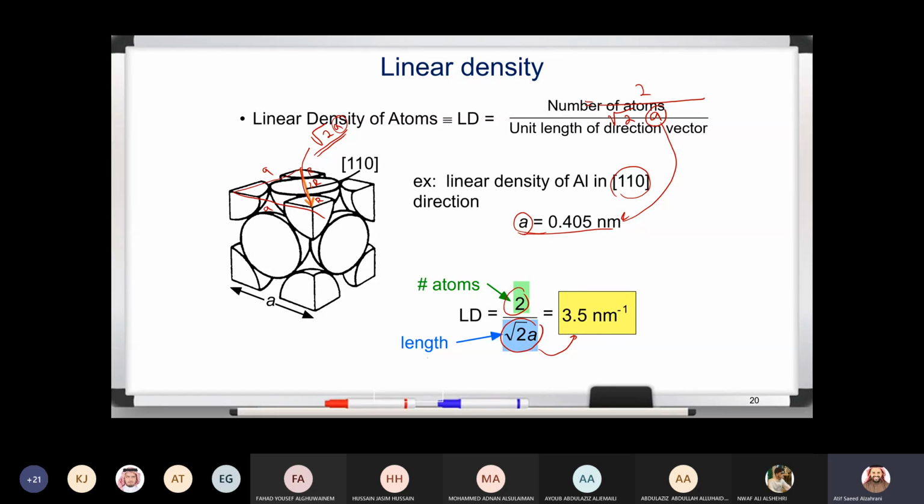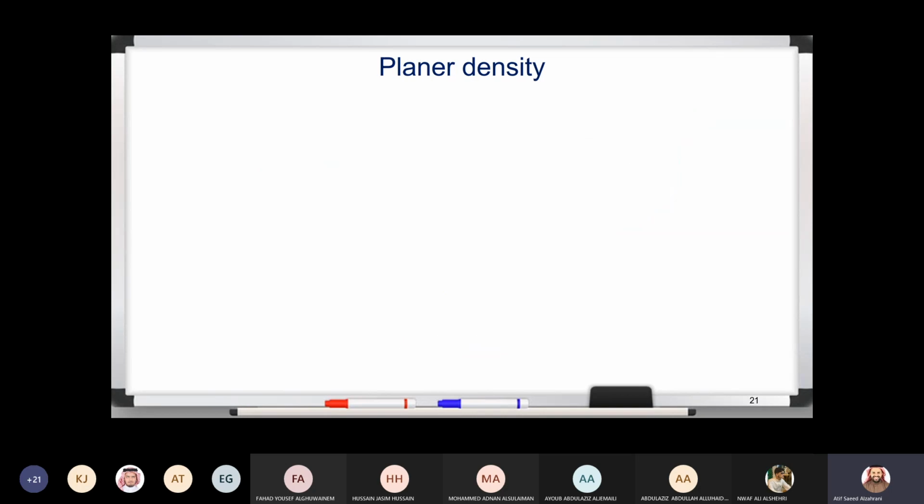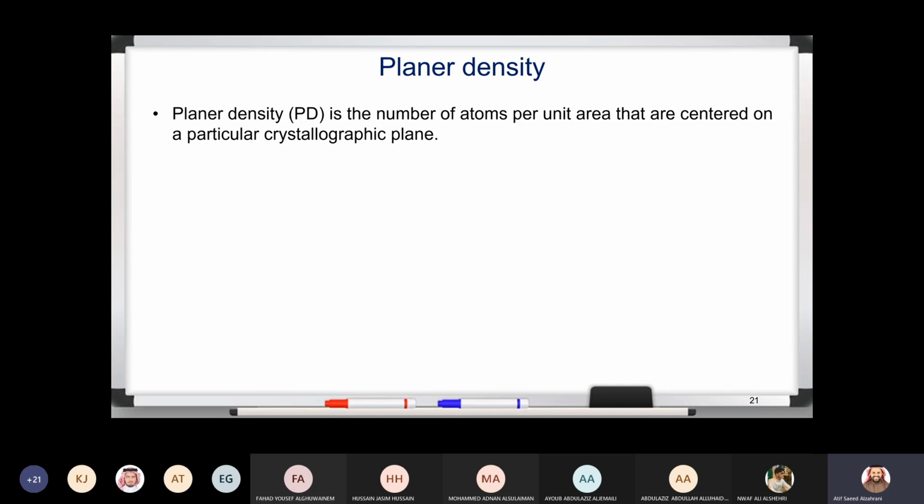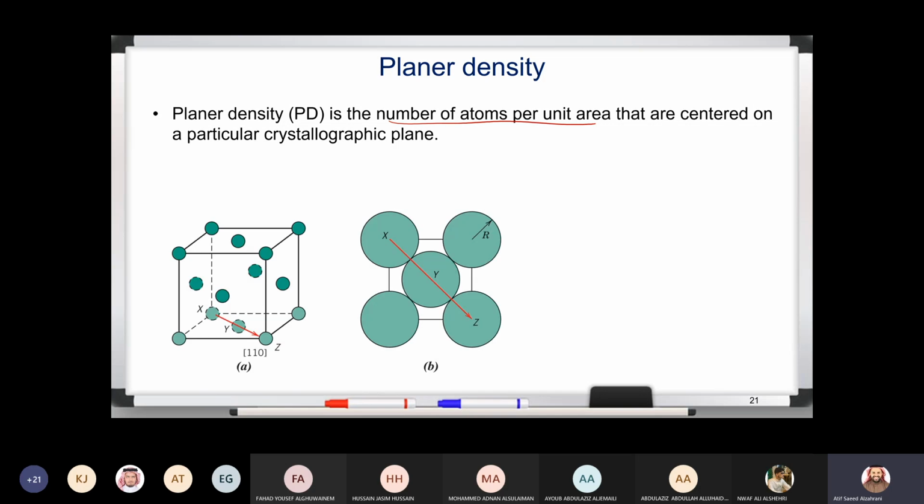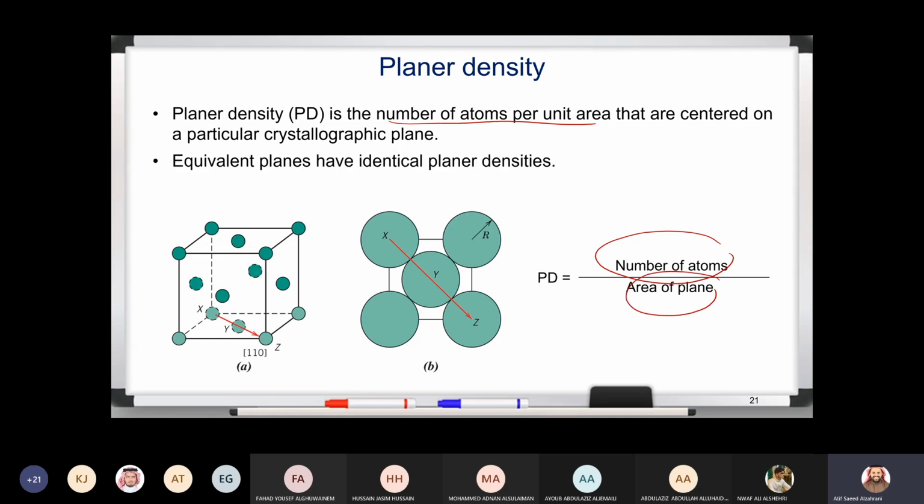But before we solve another example, let's talk. We talked about the linear density. Also, we have something called the planar density, which is again the same thing. It's the number of atoms per unit area. And the number of atoms, we quantify it within, enclosed in that area. So it's the number of atoms divided by the area of the plane. Let me give you an example. And before that, it's a similar thing. We talked about the family of planes, and we said that the family of planes contains planes that are equivalent. Equivalent means that they have the same or identical planar densities.